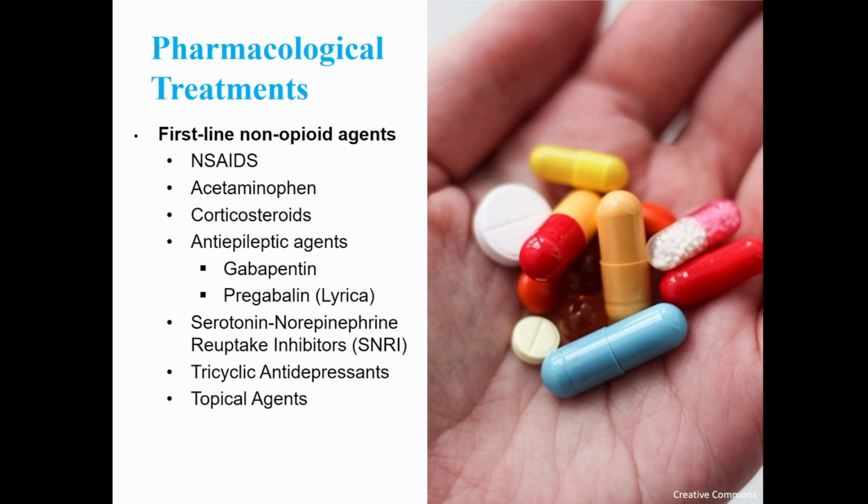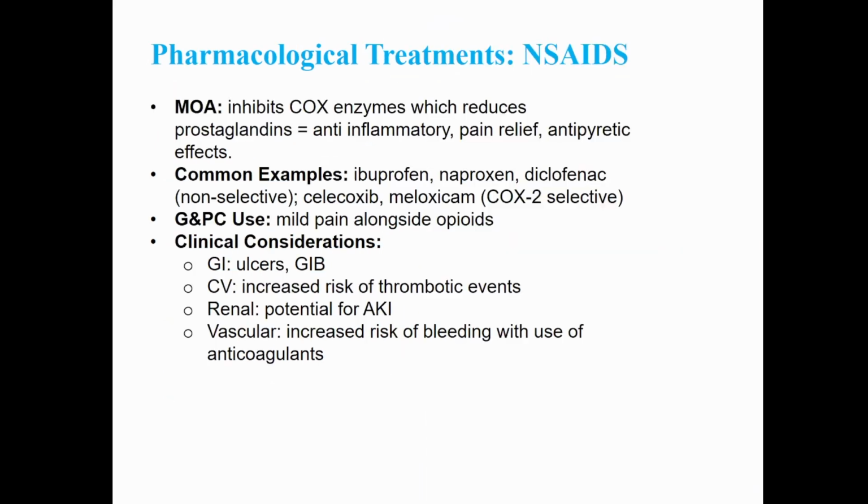We're going to go through each of these categories to give you a 30,000-foot overview about when you might want to use those for palliative care or geriatric patients, what are some things that you might want to monitor for, and some things that you might want to keep in mind when you're using it for a patient who's seriously ill or in a geriatric population. So we'll start with NSAIDs.